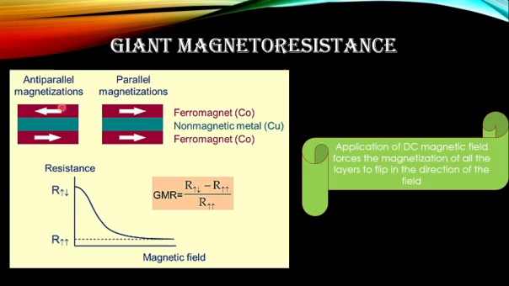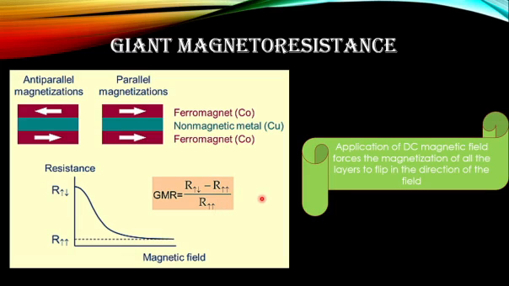In the anti-parallel magnetization of the alternate layers, the resistance was huge, but once a magnetic field is applied, this anti-parallel will become parallel magnetization, and in the process resistance will decrease. So that is quantified by a factor called GMR, which is equal to resistance when it is anti-parallel minus resistance when it is parallel, divided by resistance when it is parallel. What is parallel? The layers are parallel.